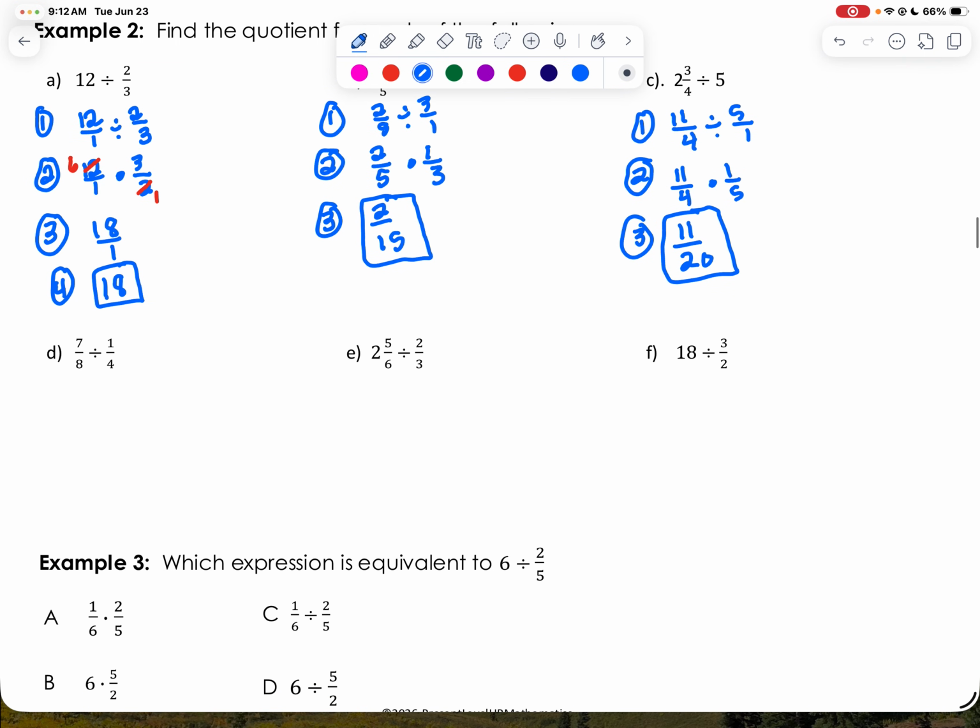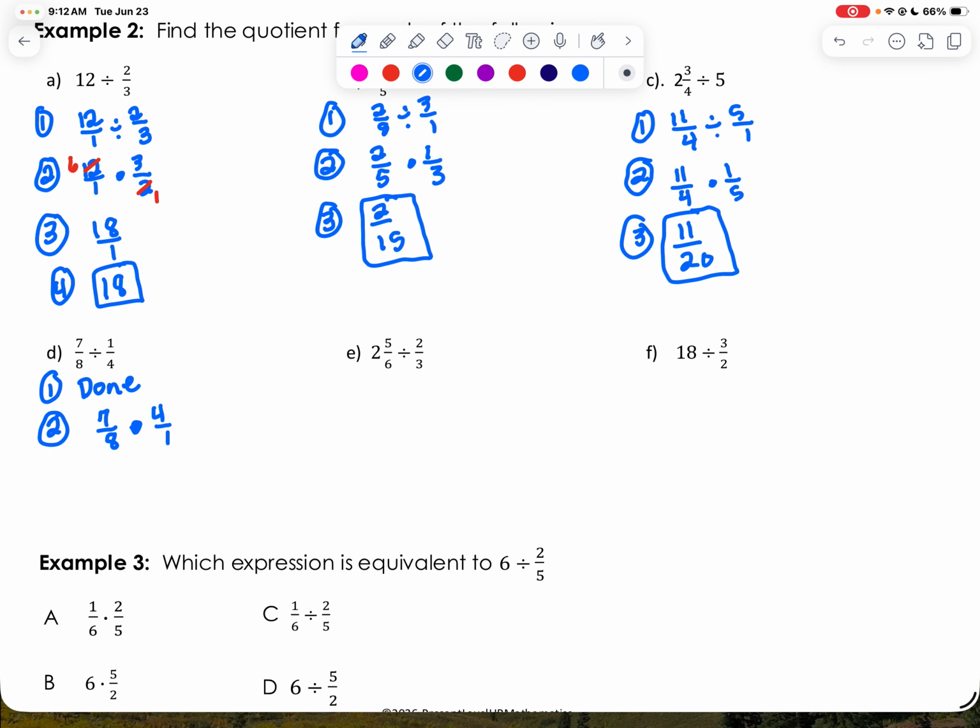All right, problem D, 7/8 divided by 1/4. Now, in this problem, step 1 is already done for us. Both terms are already fractions, so we don't have to do step 1. So we go straight to step 2, which is to rewrite this as multiplication by the reciprocal. So this would be 7/8, change the divide to times, and rewrite 1/4 as 4/1.